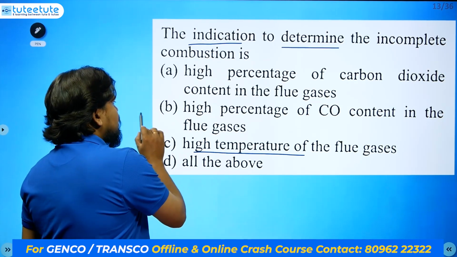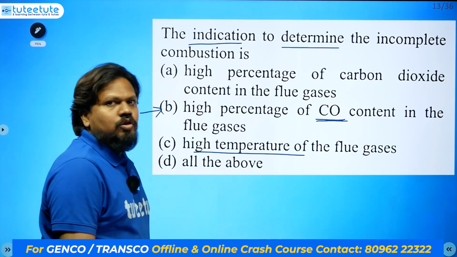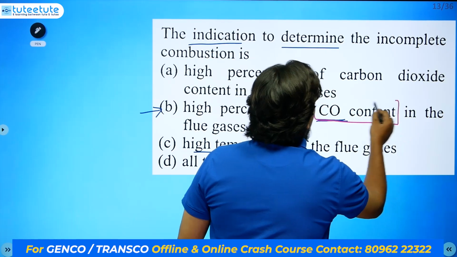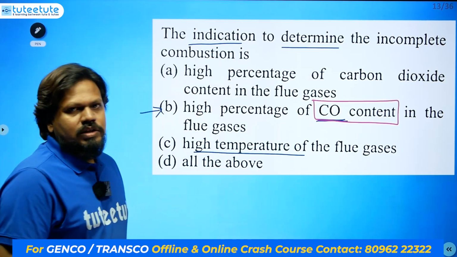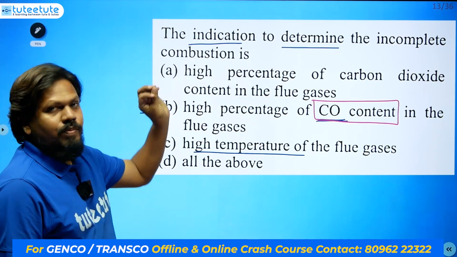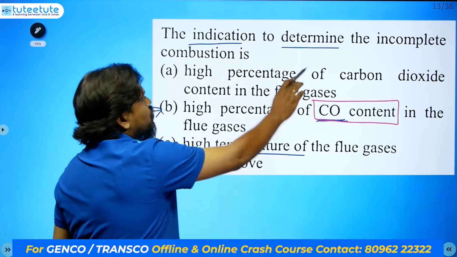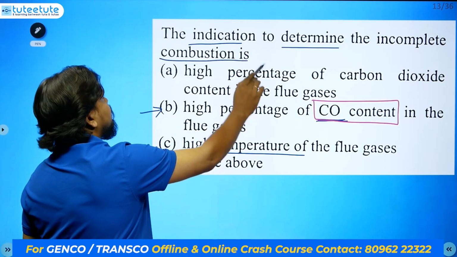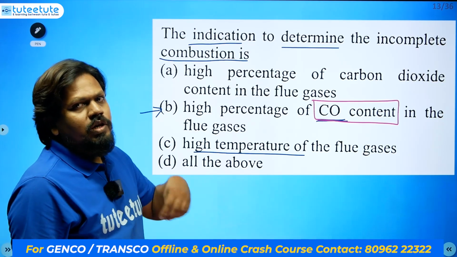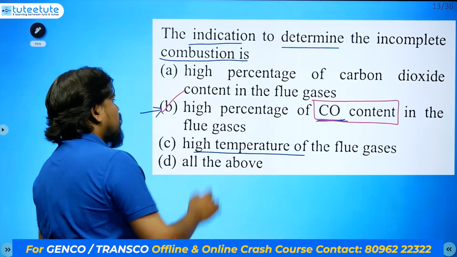What is the easy thing is processing of CO is easy. By understanding the CO content, carbon monoxide, we can understand whether there is proper combustion or improper combustion. The indication to determine incomplete combustion means the combustion is not happening properly. There must be higher efficiency, otherwise the combustion process is not happening properly.